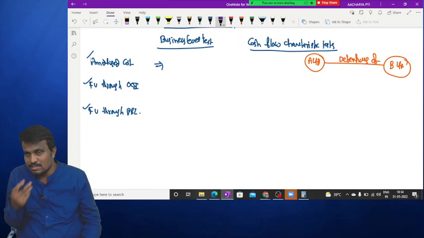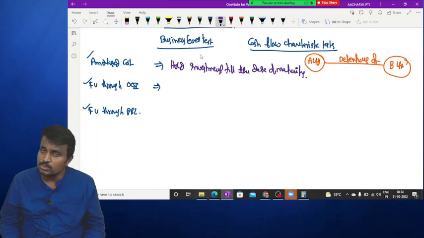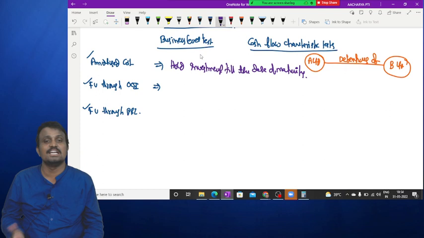So if the buyer holds the investment till the date of maturity, then we apply amortized cost. Hold the investment till the date of maturity, then we apply amortized cost.